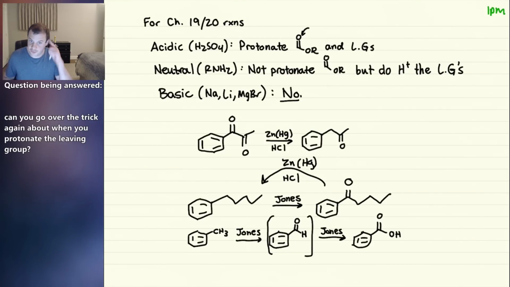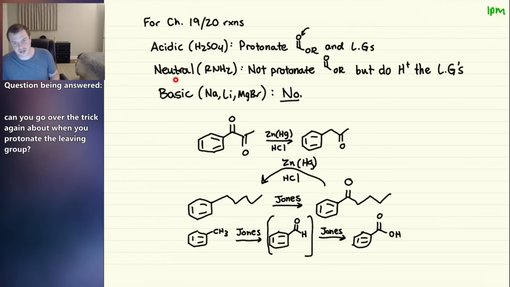So the rule is that there are a few reactions in chapters 19 and 20 that involve carboxylic acids and esters as starting materials. And there were 3 main categories of those reactions. There were acidic reactions that contained H2SO4. For example, if you have an ester and you treat it with H2SO4 and water, that's going to make a carboxylic acid. That's called ester hydrolysis. If you see H2SO4, you know it's acidic conditions. So in the mechanism, you'll want to protonate the carbonyl oxygen and the leaving groups before leaving.